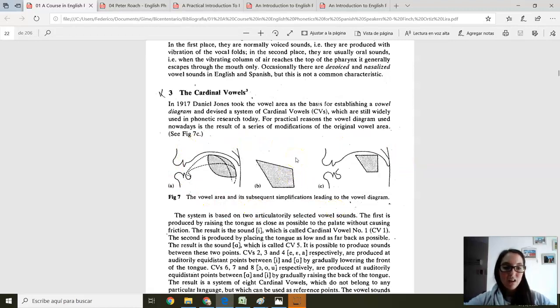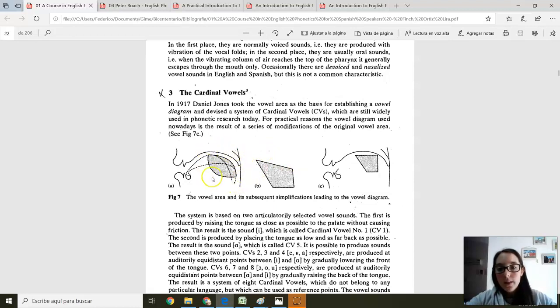When phoneticians started studying, they realized that when we produce vowel sounds, which are very difficult to describe because we don't touch anything in our mouths, we don't touch anything with our tongues, there is no friction, there is no definite articulation. So it's very difficult to describe them. We can easily identify them, we can easily produce them and articulate them, but they are very difficult to describe. So they came up with this chart.